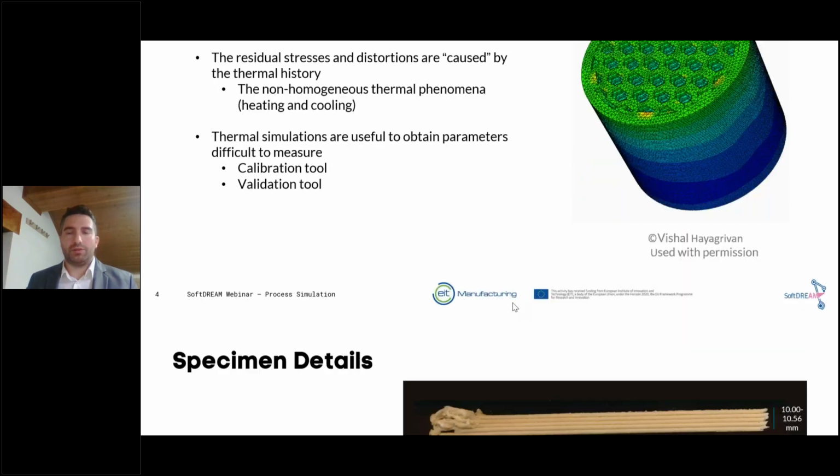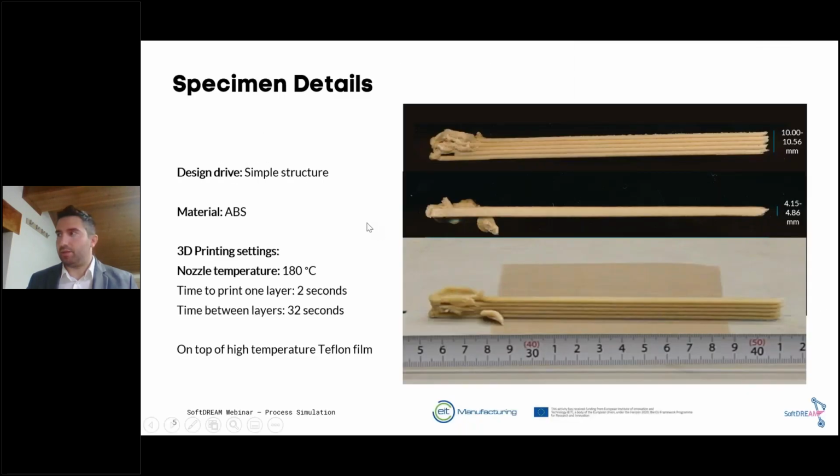So we don't start by such a complex part. We start with a very simple structure, just 5 layers of ABS material printed on top of each other at 180 degrees, and this in a room temperature. So they are printed on top of a high temperature Teflon film just to reduce friction with the surface.